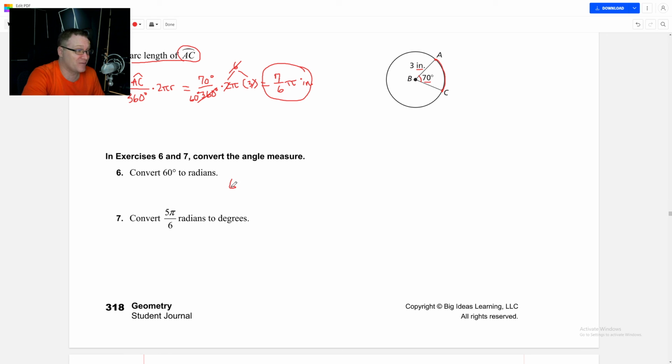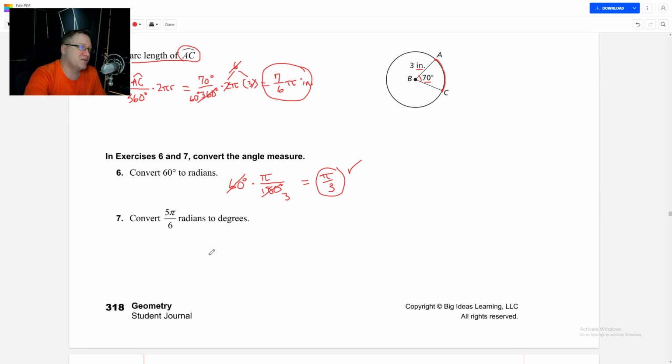Same problems. So 60 degrees. We want to convert to radians, so we're going to multiply by pi over 180. That's it. 180 divided by 60 is 3. So the answer is just going to be pi over 3 radians. And you don't need to write radians after it. So done.